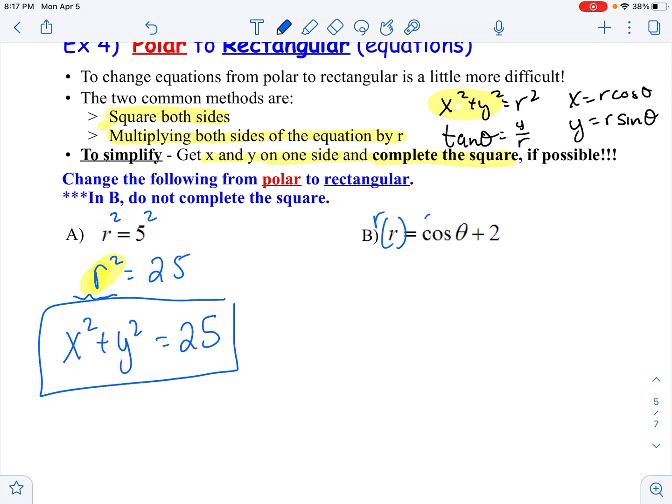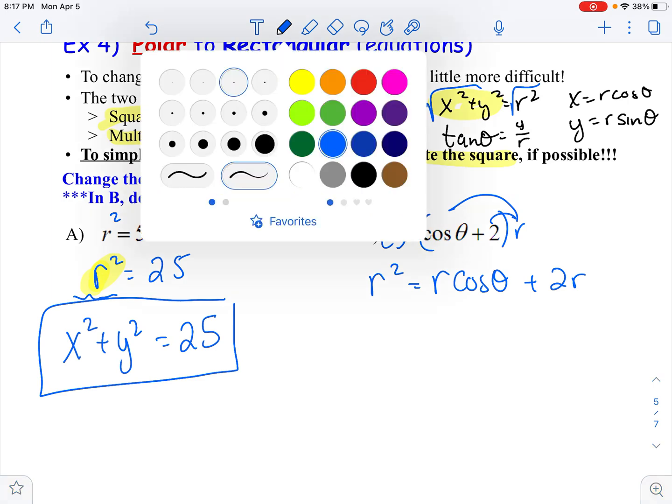If I multiply both sides by r, that gives me r squared, which I can get rid of. If I distribute here, that gives me an r cosine theta, which I can get rid of, and then plus 2r. And if I go ahead and square root both sides there, I can simplify, or I can get rid of that r as well. So in this situation, multiplying both sides by r is going to be our better choice.